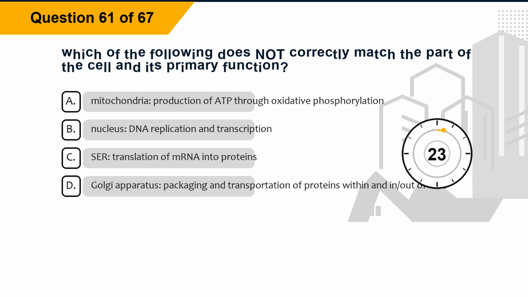Question 61. Which of the following does not correctly match the part of the cell and its primary function? Option A, mitochondria, production of ATP through oxidative phosphorylation. Option B, nucleus, DNA replication and transcription. Option C, SER, translation of mRNA into proteins. Option D, Golgi apparatus, packaging and transportation of proteins within and in/out of cells.